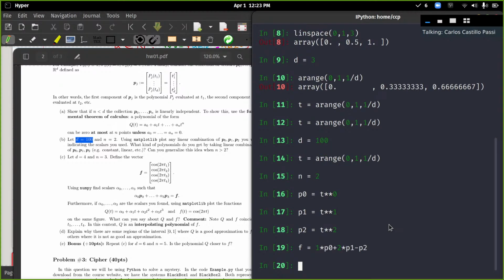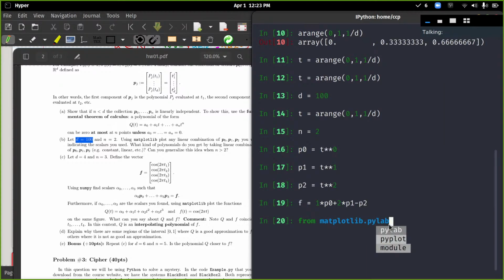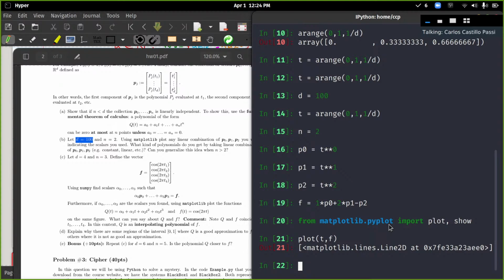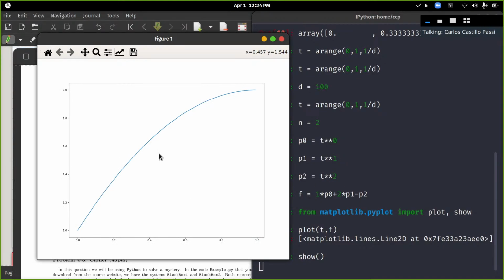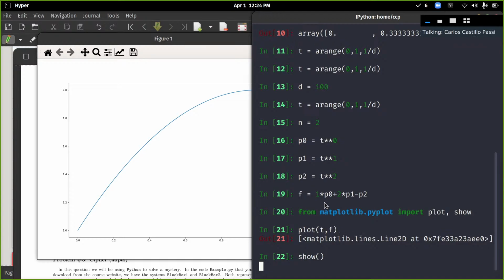And now I want to plot the functions. From matplotlib pyplot, import plot and show. Plot t comma f. Maybe that works. No. Show. And this is the linear combination, so this is with coefficients 1, 2, and minus 1.